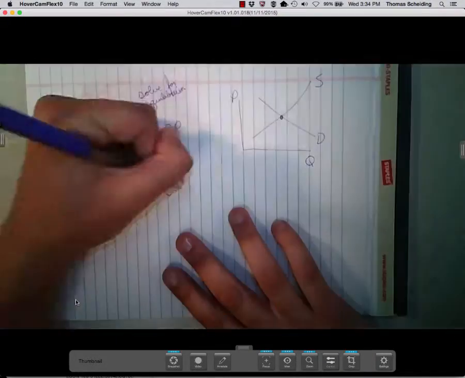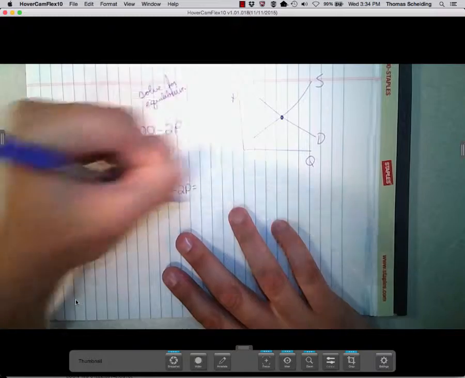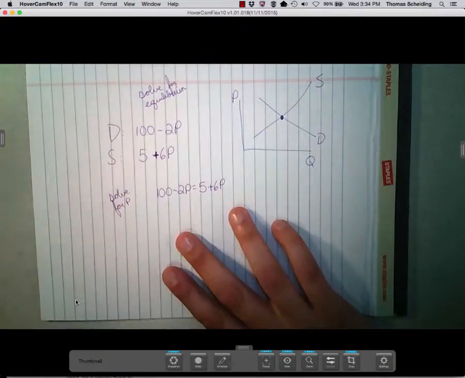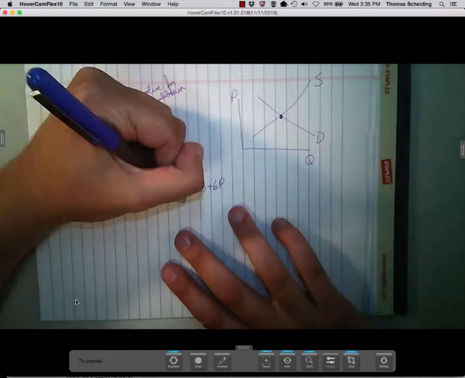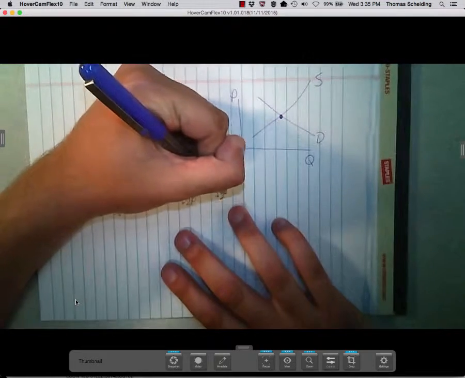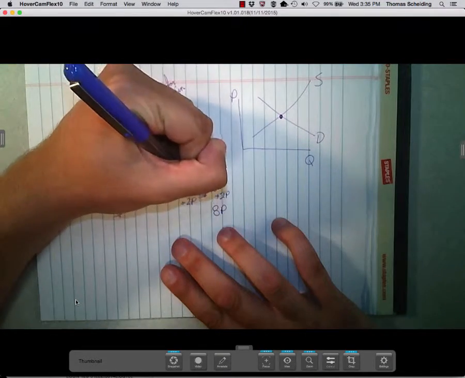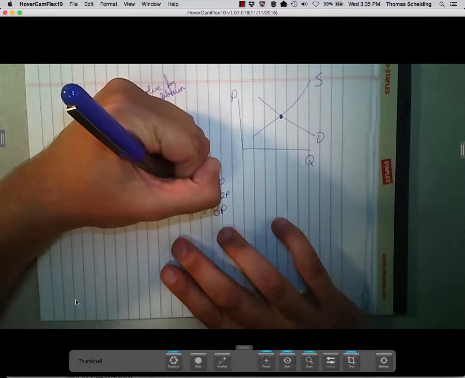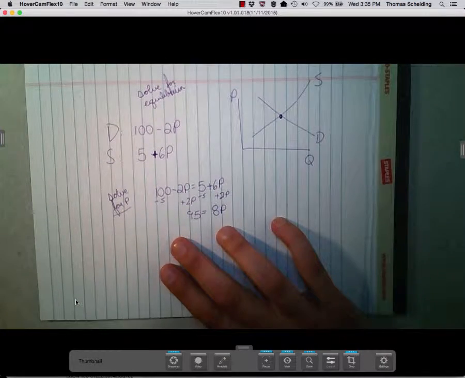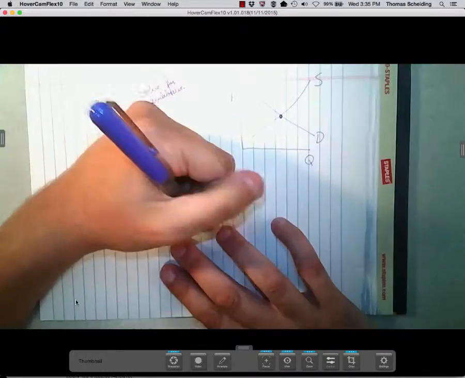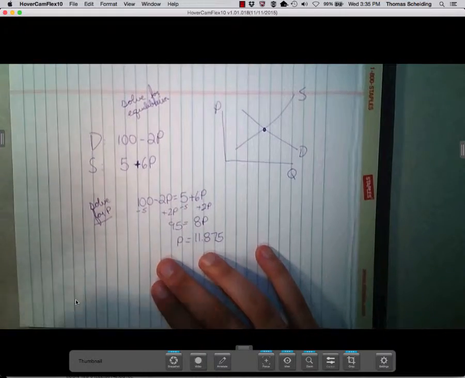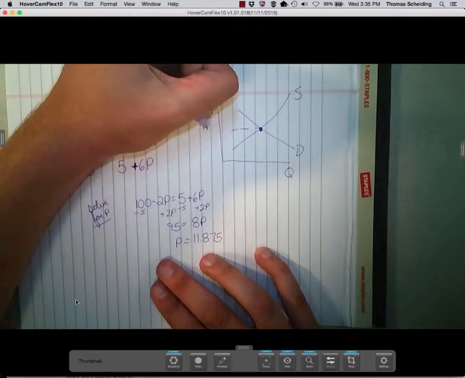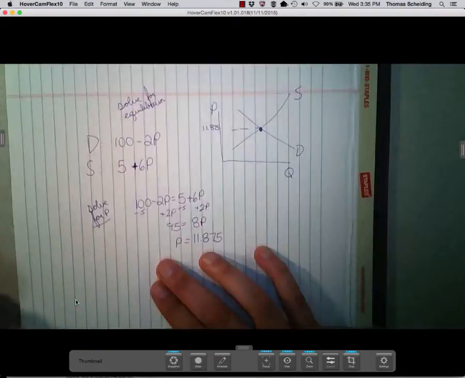So what I'm going to do is have 100 minus 2p equal to 5 plus 6p. And then I'm going to solve for p by adding 2p to each side, subtracting 5 from each side, so that I'm getting 95. And so that p is equal to 11.875. That is that point right there.